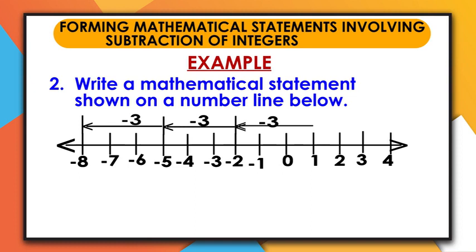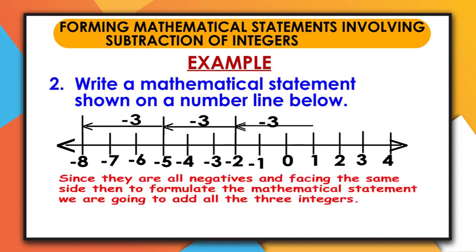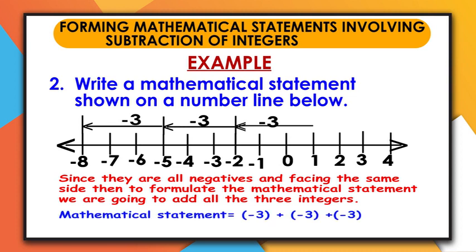The jumps are to the negatives. This implies a subtraction statement. Here we are going to say -3 minus 3 steps minus 3 steps. If they are all negatives, that implies you add them. It would be 3 plus 3 plus 3, getting 9. But you have to get a negative, because you are adding negatives only. So you get -9. Therefore, the mathematical statement is that one.